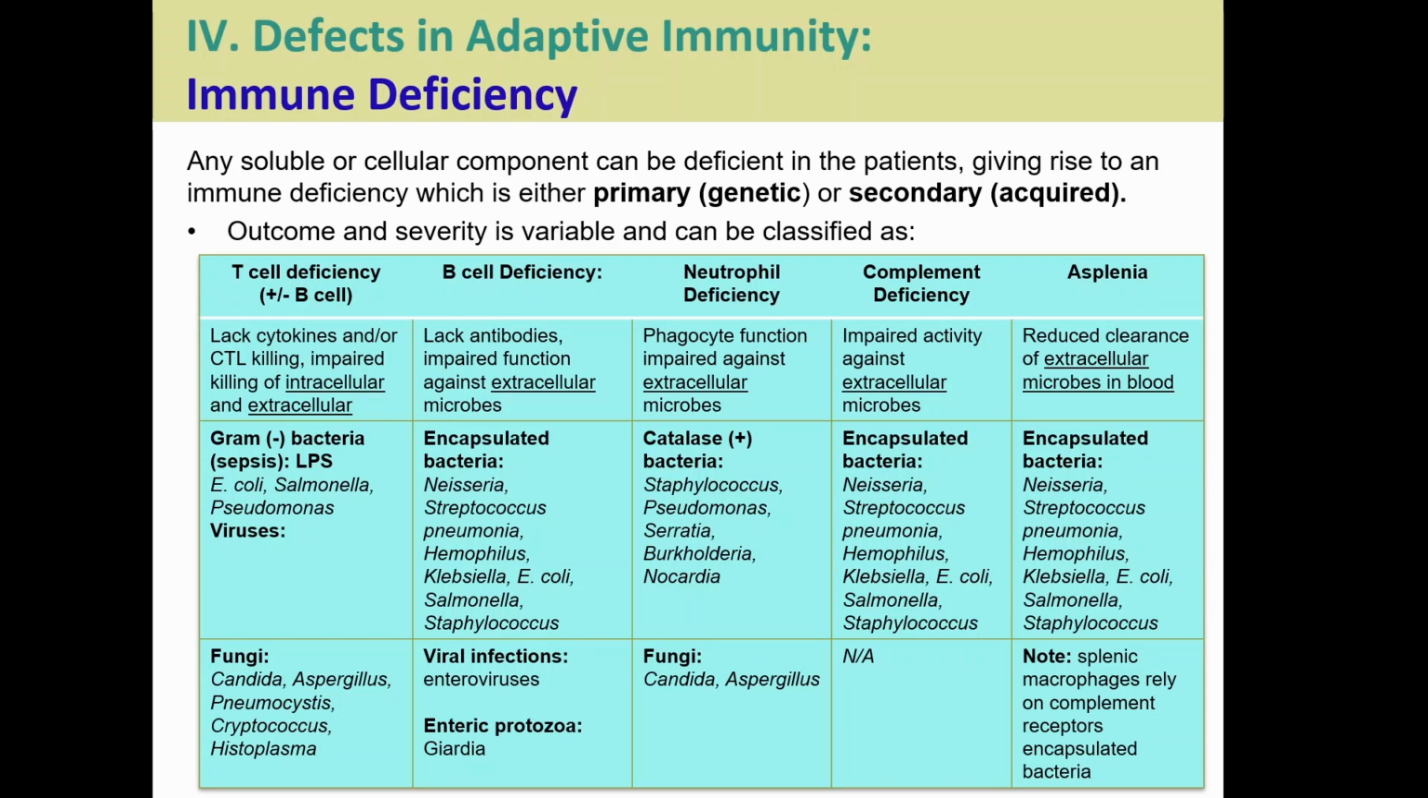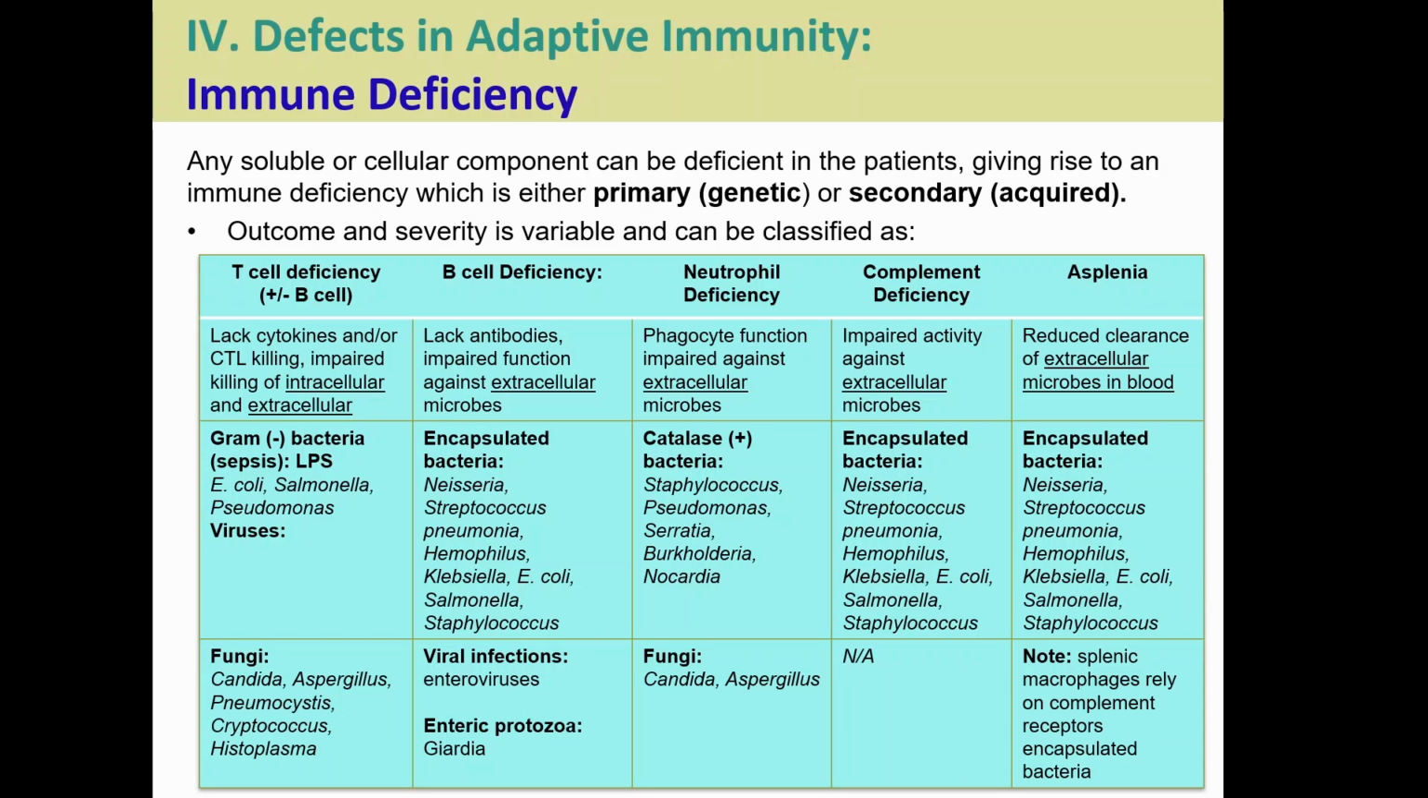If you have a neutrophil deficiency, this is where you don't have that first responder. You don't get that phagocytic activity at the very beginning against extracellular microbes, and so we see some overlap with Pseudomonas and Staphylococcus, as well as some fungi again. Complement deficiency is going to hurt your ability to also get rid of extracellular microbes. So again, we see that same list of encapsulated bacteria. And then asplenia, this is where we can't really clear the extracellular microbes from blood. And so same thing, encapsulated bacteria, we're at a higher risk.